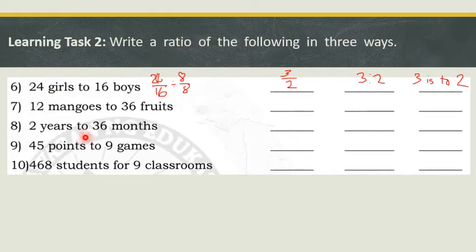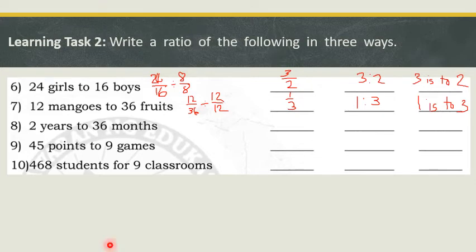Then, sa number 7, so mangoes to fruits. So, hindi natin pwedeng ipagkatulad yon. So, as is na rin po ito. So, hindi natin pwedeng i-change yung fruits sa mangoes kasi hindi naman natin alam kung ilang mangoes ba meron sa fruits. So, ito po ay mangoes to fruits talaga. So, magiging 12 is to 36. So, saan po siya pwedeng i-divide? So, pwede siyang i-divide sa 12. So, 12 divided by 12 is 1. 36 divided by 12 is 3. So, sa column form, magiging 1:3. So, ganun din po sa ating word form.